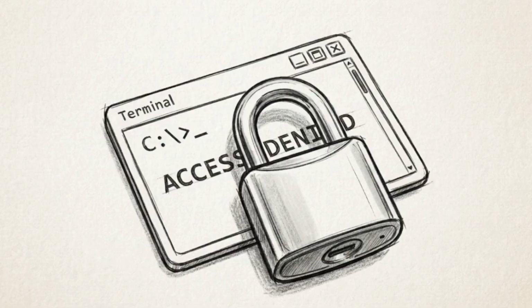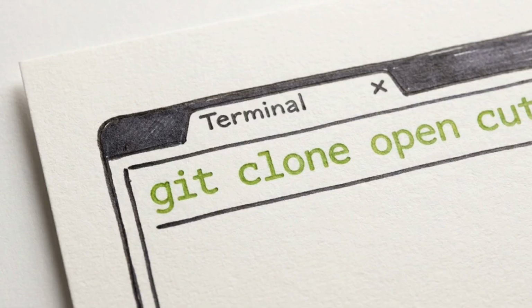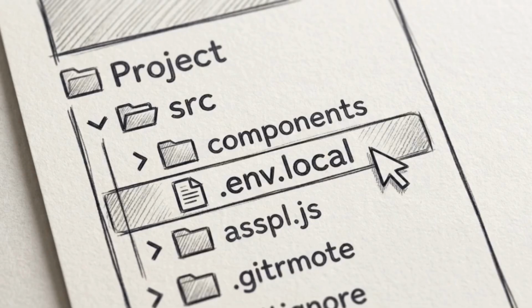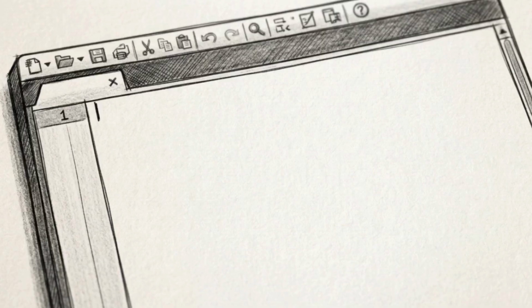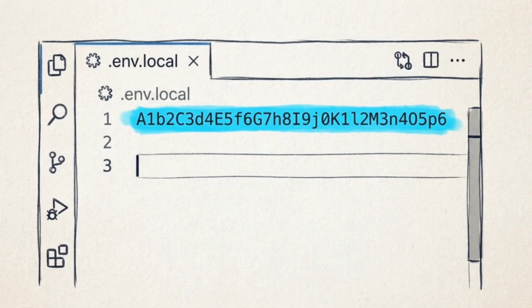Step 1 is securing the local environment. Open your terminal, clone the primary OpenCut repository, and create a file named .env.local to hold your configurations. This interface shows the exact OpenSSL command you need to run to generate a 32-character cryptographic string. Paste that exact alphanumeric string into your .env.local file to secure your local user sessions.